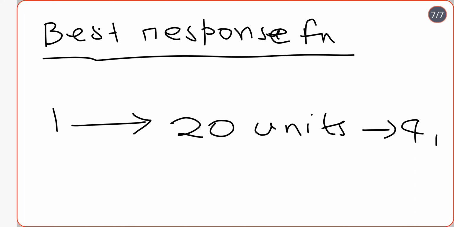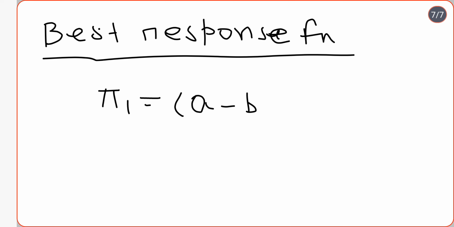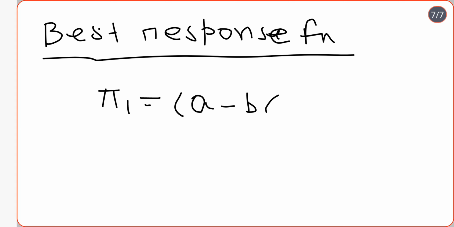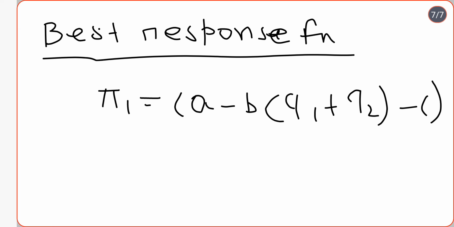Now for farm 1, I want to see what will be the profit maximizing point, or what will be the profit maximizing output for farm 1. So for that we have to at first write the profit function, which, as you can see from the earlier slide also, is A minus B into Q1 plus Q2, into Q1, minus C into Q1.